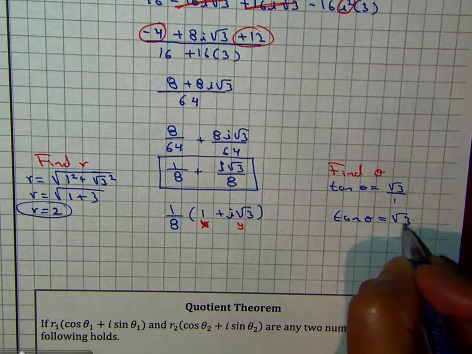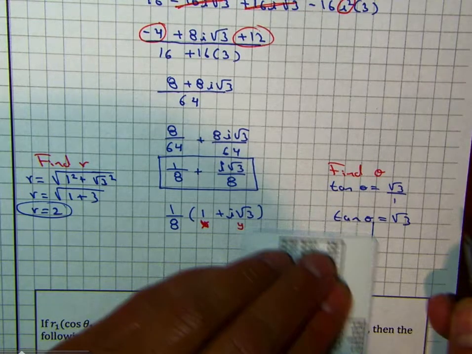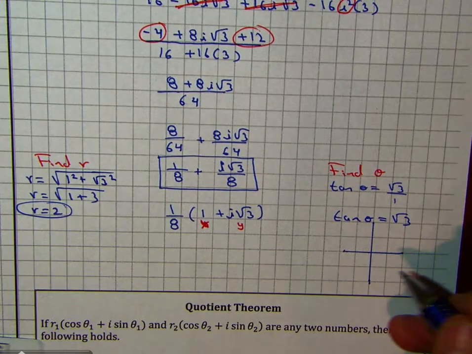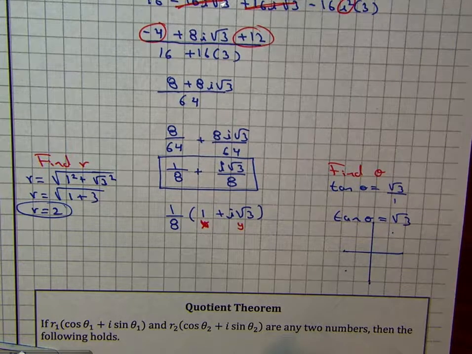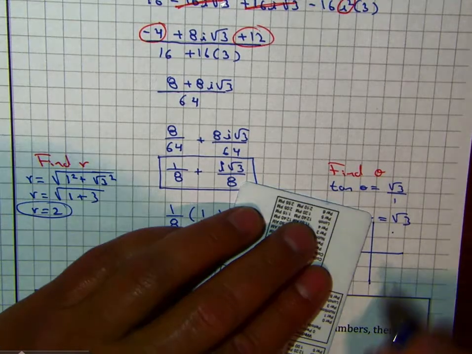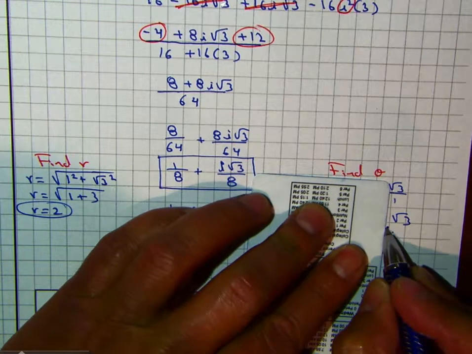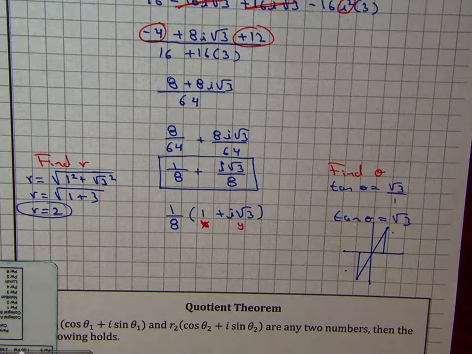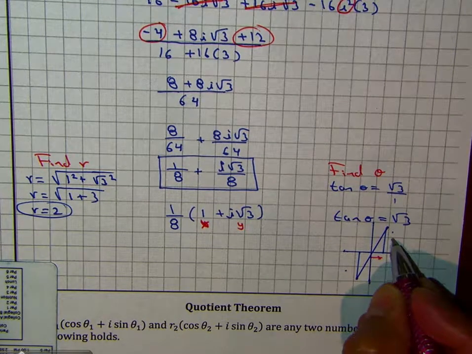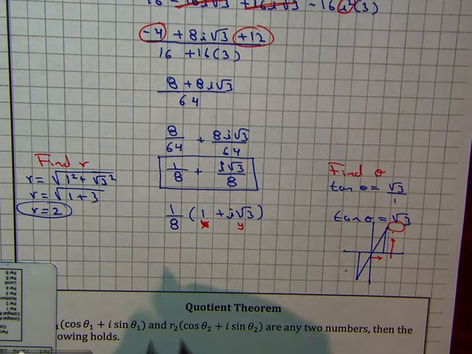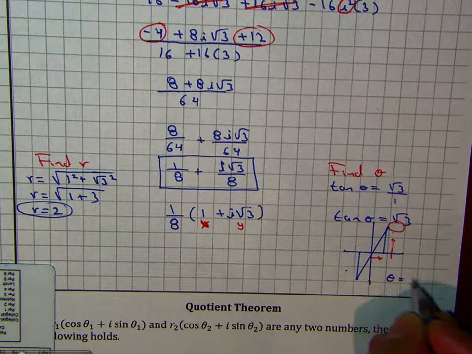Now, I'm going to make it an x and y axis. Do you guys remember what should be your angle in this case? Square root of 3 is positive, so it should be in the first or third quadrant. Square root of 3 is your 60 degrees. In this case, this is positive and positive, so it should be 60 degrees, not 240. So theta equals 60 degrees.